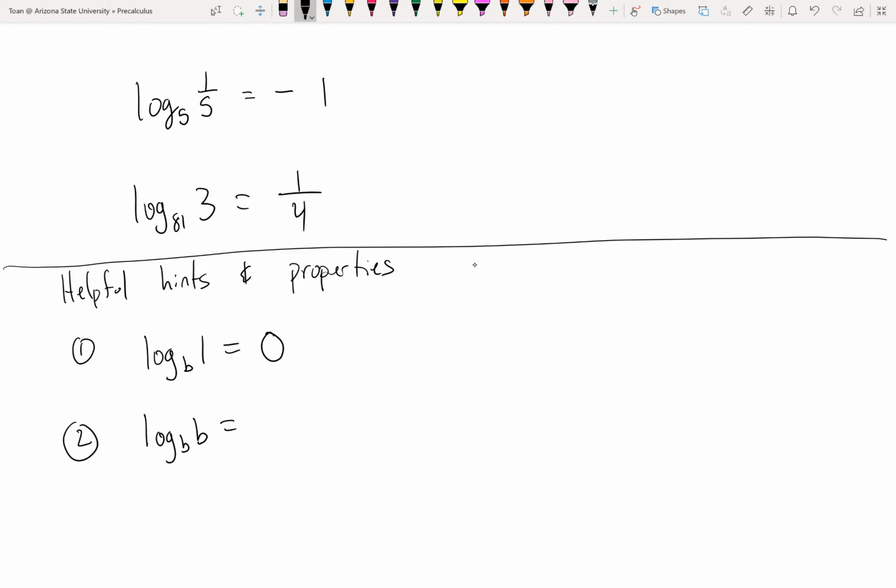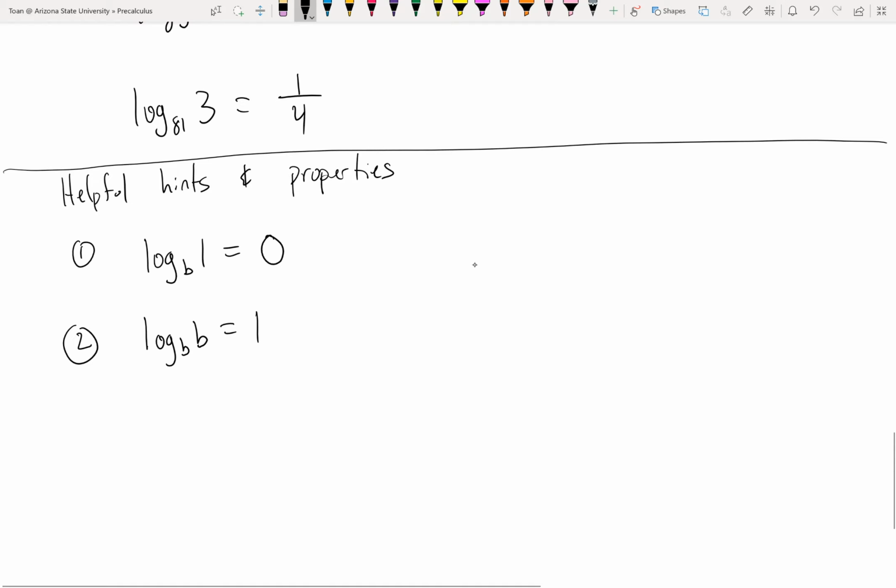Another helpful hint, since logs and exponentials are inverses of each other, whenever you have a log base and an exponential base that are the same, they will always cancel out. So if this was log base 5 of 5, log base 7 of 7, log base 1/2 of 1/2, they will always cancel out to 1. Why? Because 1 is the only exponent that will give you the same thing out.